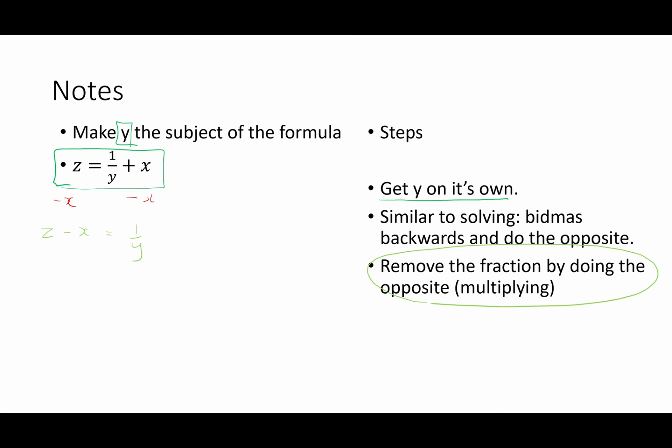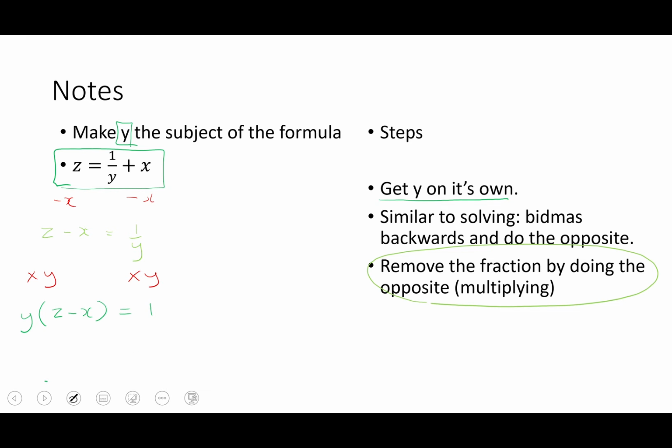Now, if you read this step, remove the fraction by doing the opposite. So, if we want to remove the fraction, the opposite of removing the fraction is multiplying by y. So we must do that on both sides. This gives us the equation y times z minus x equals 1.